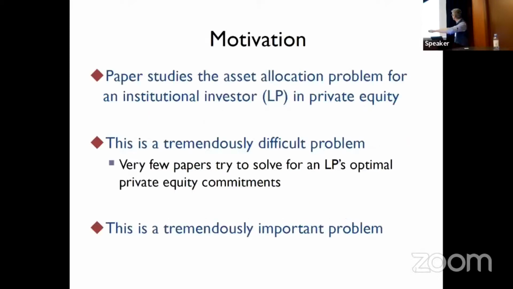So let me elaborate on why I think this is a good question to study. Just to set the stage here, as Mark discussed, what we are studying is the asset allocation problem of an institutional investor. So we have a limited partner investing in private equity. I think this is a tremendously difficult problem. Let me say there are very few papers out there right now that are trying to solve for the optimal commitment policies for limited partners in private equity.